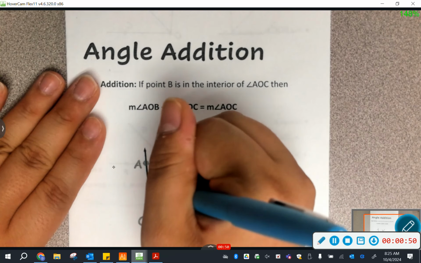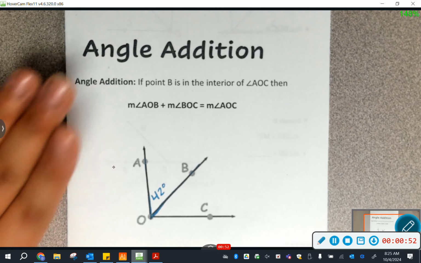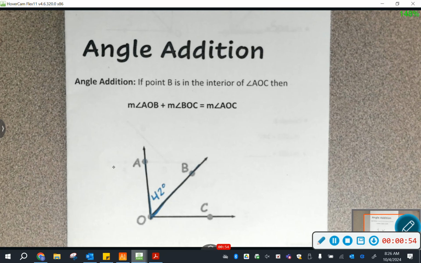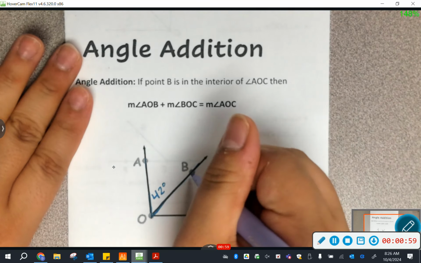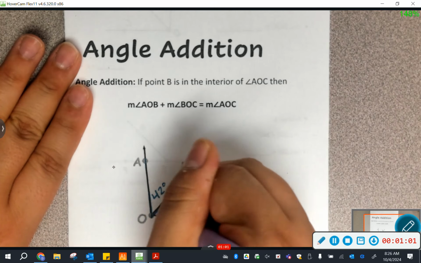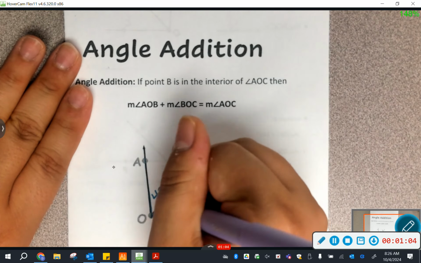Let's say this angle is 42 degrees. Do y'all agree that's an angle? Y'all with me on that one? Right? Okay, do y'all all see the other angle BOC? Let's make that 50 degrees.